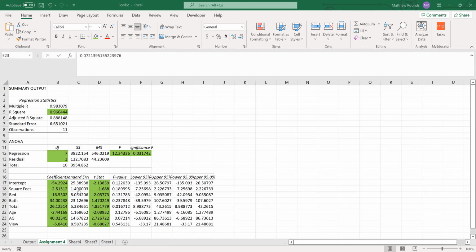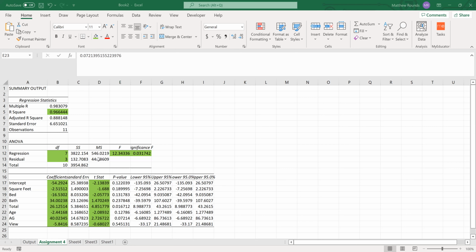Okay, so now let's answer some questions. So part A, it says to predict sales given the least squares regression, show the Excel printout. Okay, yeah. So here's your output. I mean, that's it. That's part A is the output.